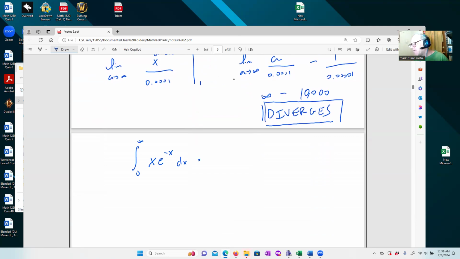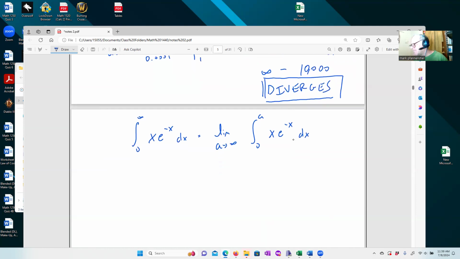So here we've got a couple of things going on. First off, we're going to change the limit. So the limit as a goes off to infinity of the integral from 0 to a of x e to the negative x. Now, I can't integrate this the way it sits, right? We have a polynomial times an exponential.